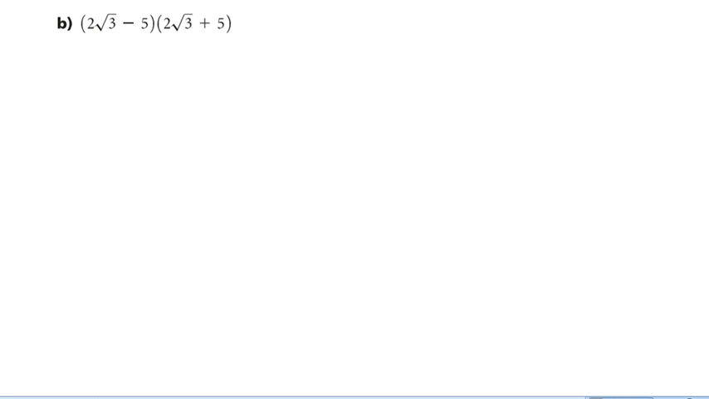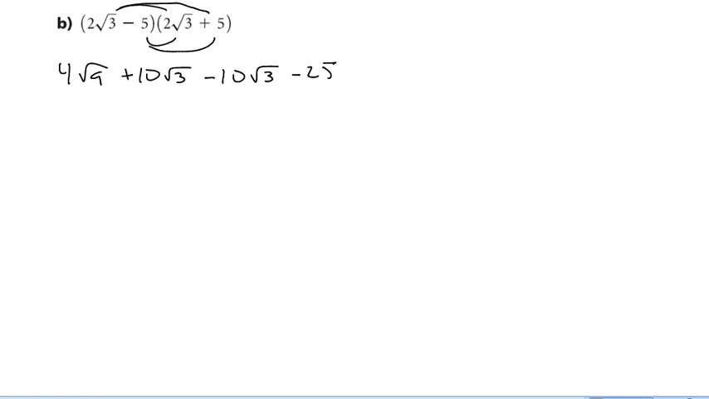Okay, and same thing again. Multiply those through, so I get 4 root 9 plus 10 root 3 minus 10 root 3 minus 25. 4 times 3 is 12, and it actually is 12 this time. 10 root 3 minus 10 root 3 is 0, so minus 25. So that's going to equal negative 13.